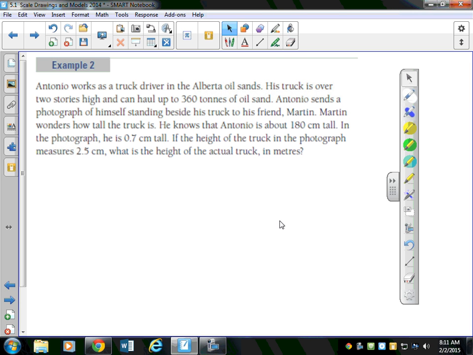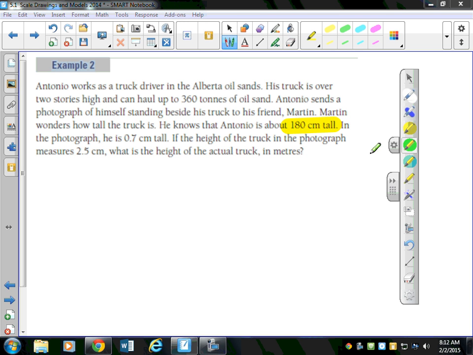A similar question involving scales is that Antonio works as a truck driver. His truck is over 2 stories high and can haul up to 360 tons of oil sand. He's trying to guess how tall that truck actually is. He knows that Antonio is 180 centimeters tall. But in the photograph, he's only 0.7 centimeters tall. So he's looking at this picture of the truck. If the height of the truck in the picture is 2.5, what's the height of the actual truck?